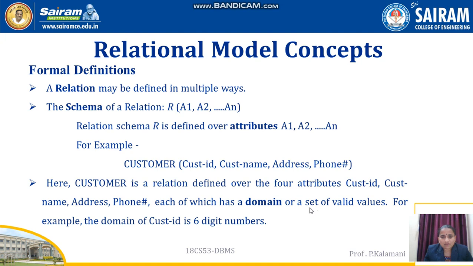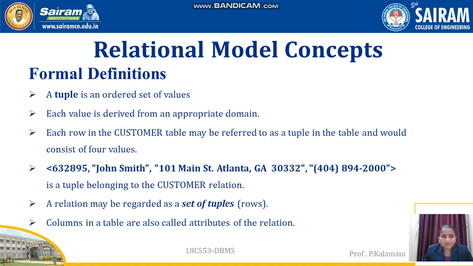Next, domain. Each attribute has a domain, or set of valid values. For example, if we take phone number, it is a 10-digit number. It is going to take any 10-digit number. So that is the domain of that attribute. Then what is a tuple? It is an ordered set of values. A tuple is otherwise called a row, or we can say one record. Each value is derived from an appropriate domain.